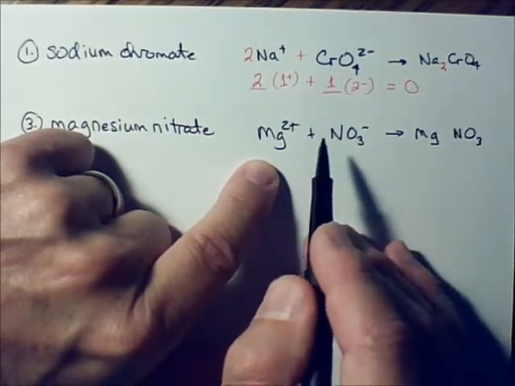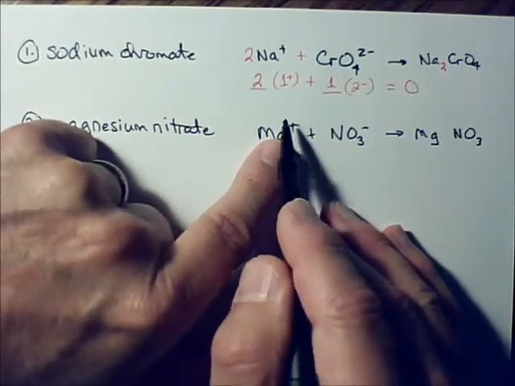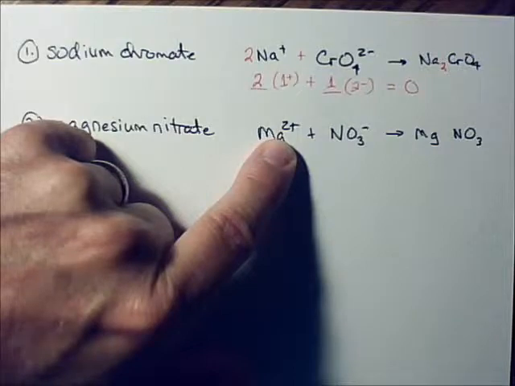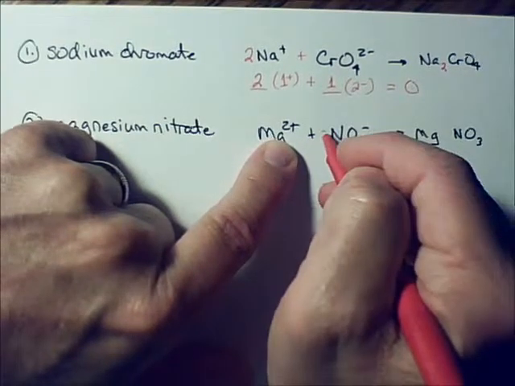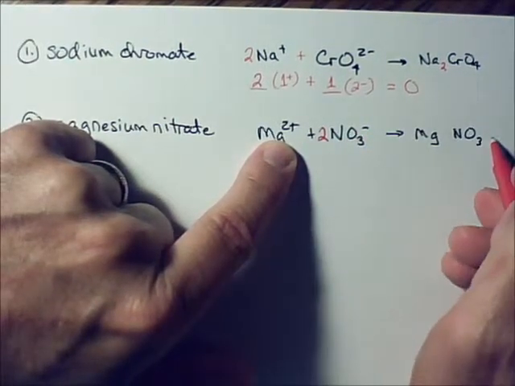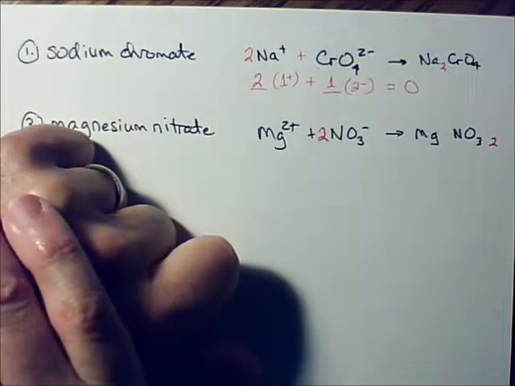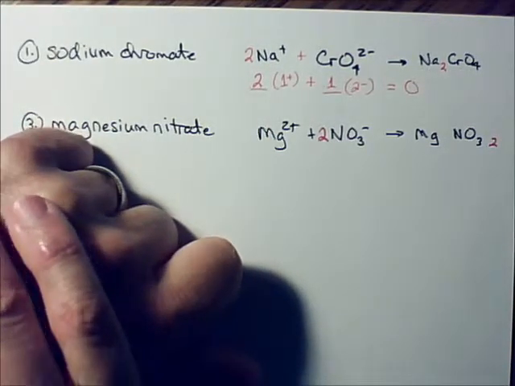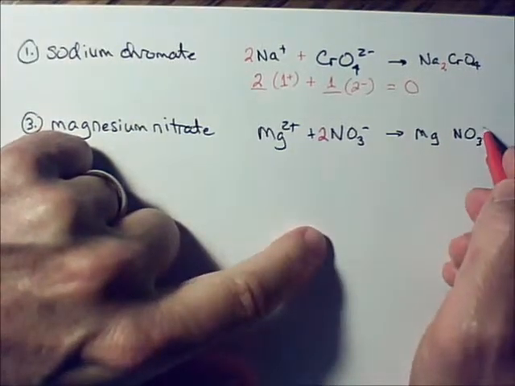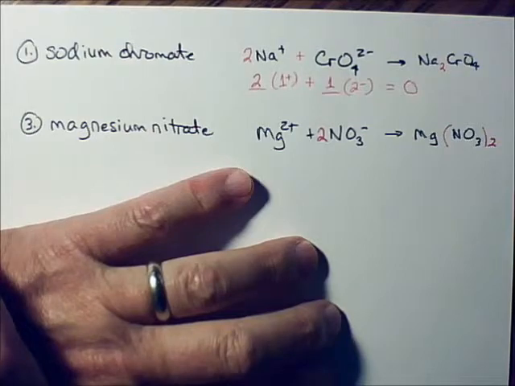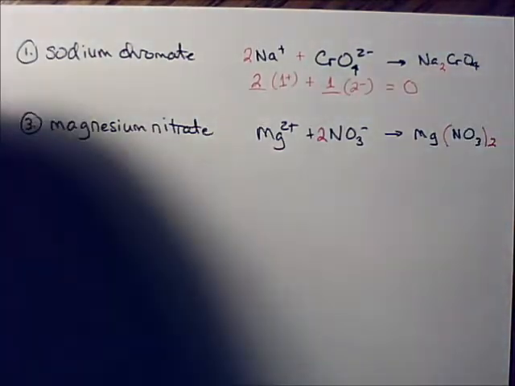2 nitrates are needed to balance out or neutralize this 2 plus charge. Now to show 2 nitrates, I can't just put a 2 here. That looks like 32 oxygens. That is not what I want to show. In order to show that there are 2 nitrates, I put a parenthesis around the nitrate to indicate that. Does that make sense? Okay.